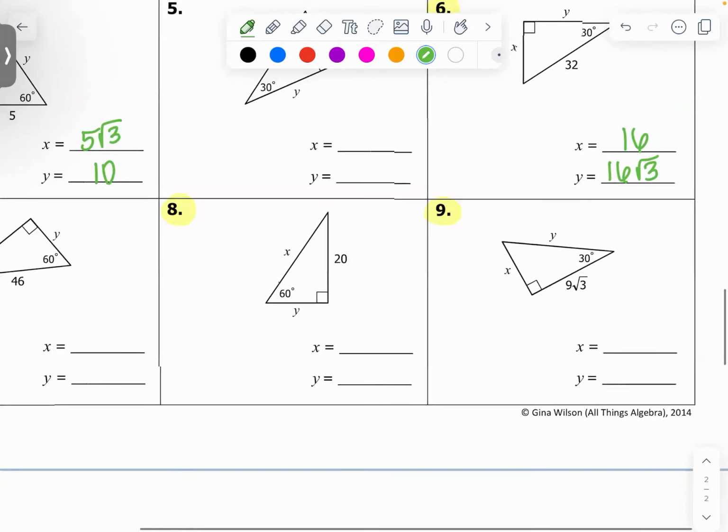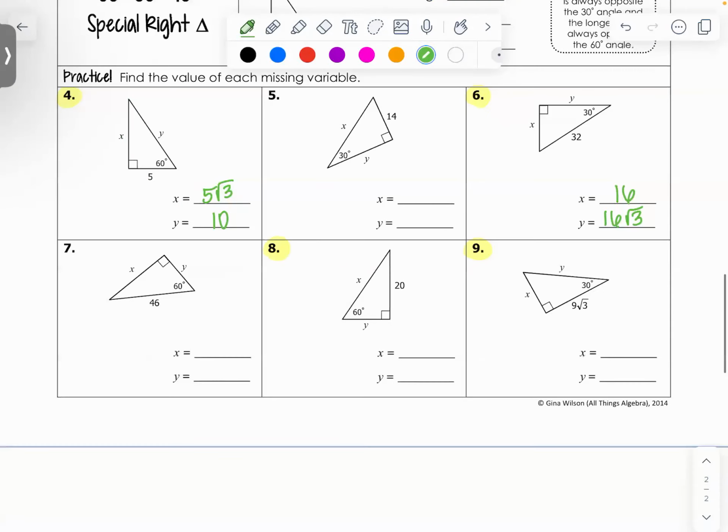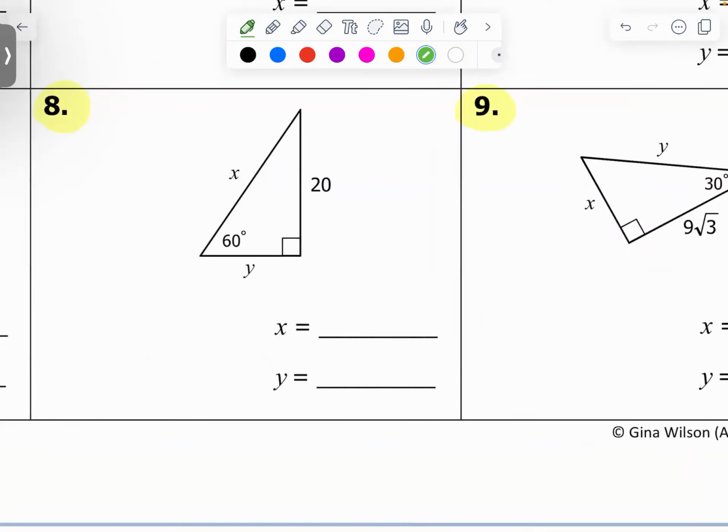Okay, so do you agree that number 4 is 5 radical 3 and 10? And 6 is 16 and 16 radical 3. Okay, now in number 8, when we divide 20 by radical 3, did you get 20 radical 3 over 3? And then to get our hypotenuse, 40 radical 3 over 3.